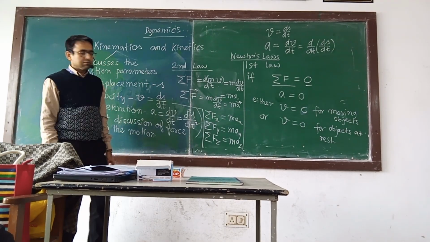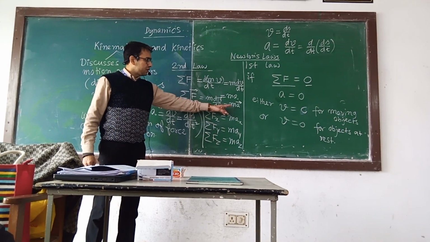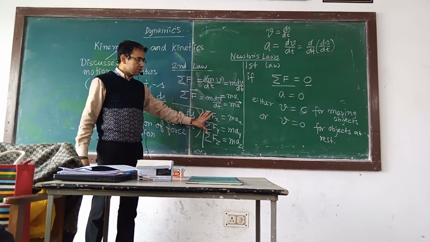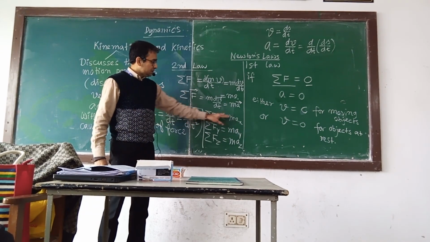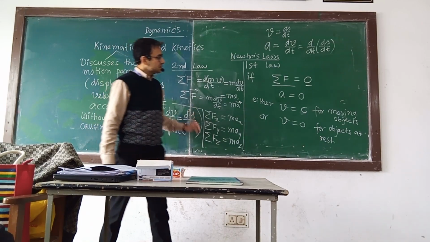If I decompose this in terms of three components, I will decompose this in terms of three components. If you decompose this in two components, then it will be only two components. And if it is only one dimensional, then you have only one. Clear or not? So this is the second law.